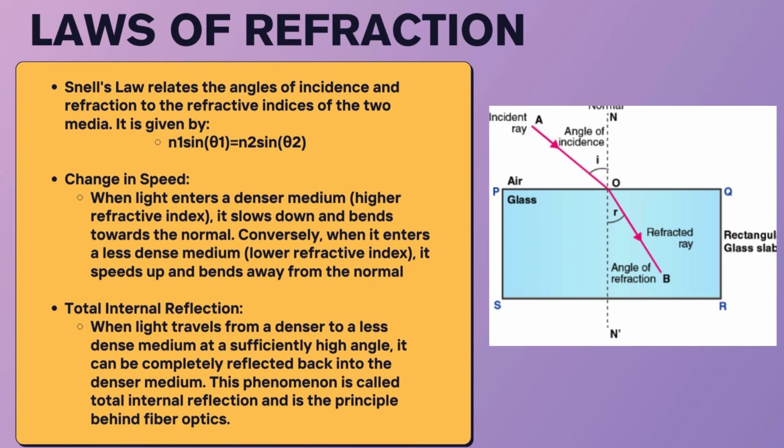Total internal reflection. When light travels from a denser to a less dense medium at a sufficiently high angle, it can be completely reflected back into the denser medium. This phenomenon is called total internal reflection and is the principle behind fiber optics.